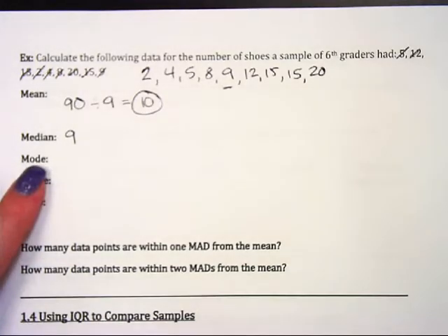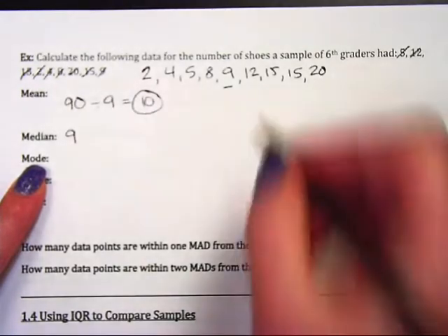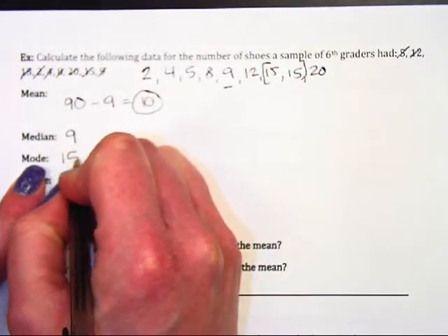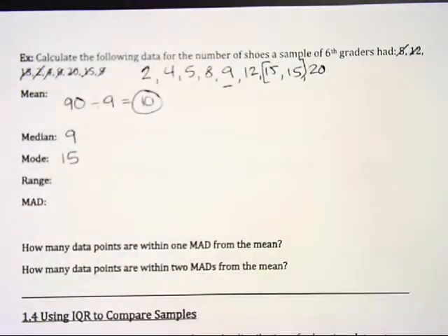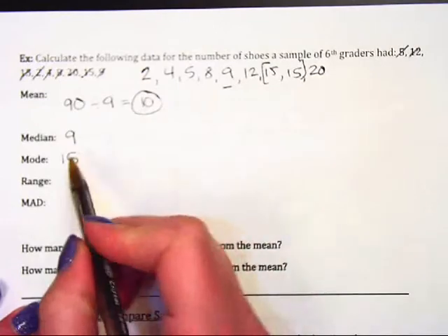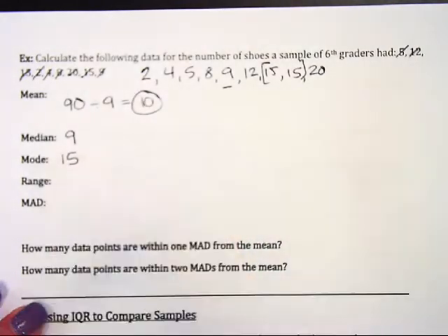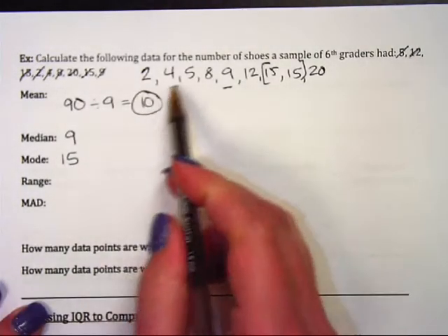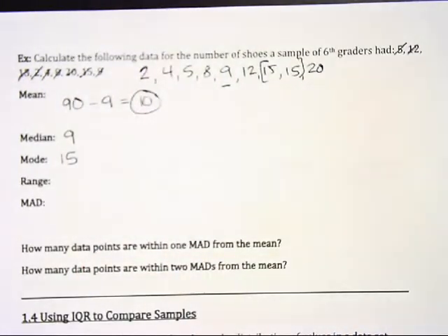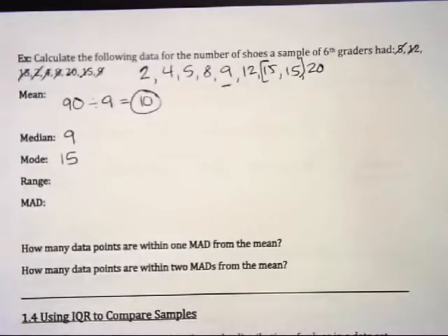And the last one, the mode, if they're in order, I can see if I have any duplicates, and I do. 15 repeated here twice, so that's my mode. If I had another example that repeated twice, so say I had 20 and then another 20, I could say the mode is 15 and 20. Or if there's nothing repeated in my list, I could also say that there's no mode. That is a possibility.